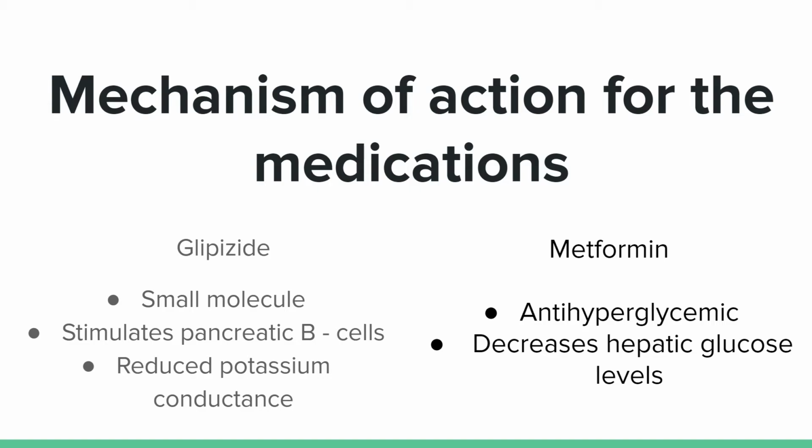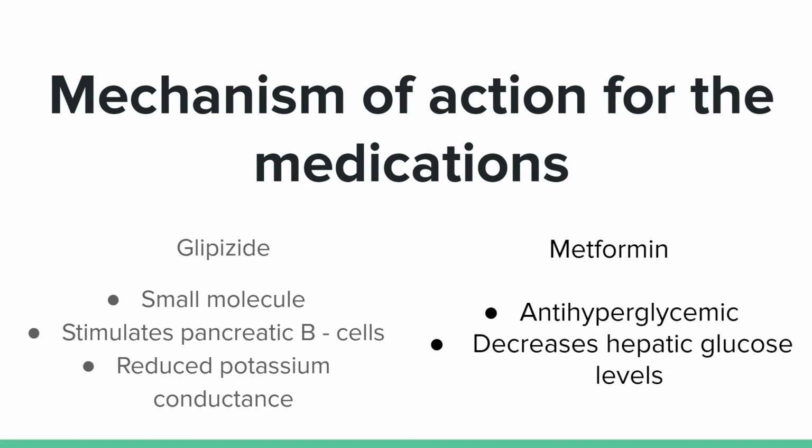This results in the depolarization of the pancreatic beta cells and opens the voltage-sensitive calcium channels, which promotes calcium ion influx. Increased calcium ions in the beta cells stimulates the secretion of insulin from the cells. Next up is metformin. Metformin is an anti-hyperglycemic agent that belongs to the biguanide class, which is used for type 2 diabetes. Metformin decreases blood glucose levels by decreasing hepatic glucose production.